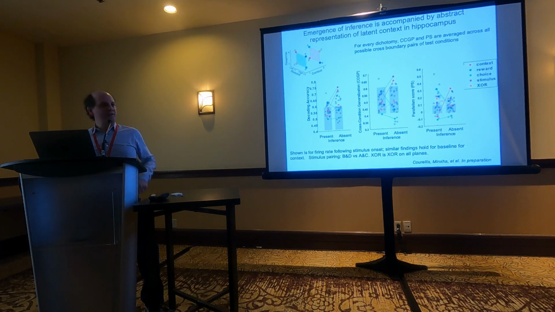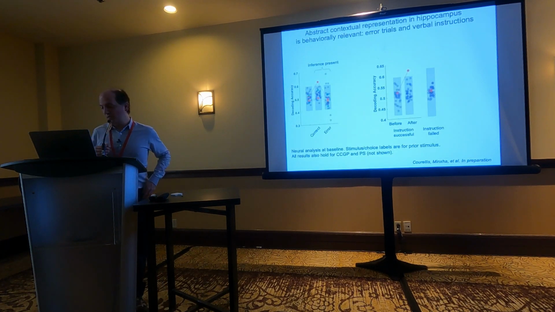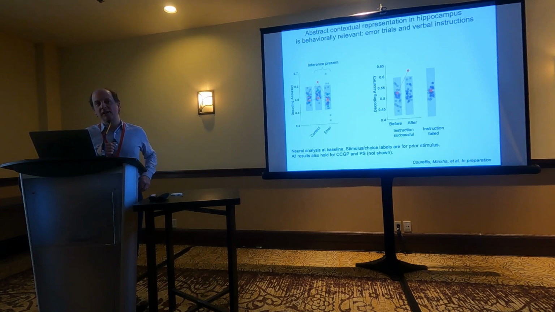So does this matter behaviorally, or is this just some kind of a thing that emerges alongside this learning? It turns out we have two pieces of evidence that show us that this kind of representation is behaviorally relevant. One is that when we take the blocks, on average, we know they do well, they do inference, but they still make errors once in a while. When we look at those blocks, in the trials where they do correct, the contextual variable is present only when they do correct, but it's not present when they make an error. And I'm showing here only the decoding, but the same thing is true for the other two metrics, the CCGP and the PS metric.